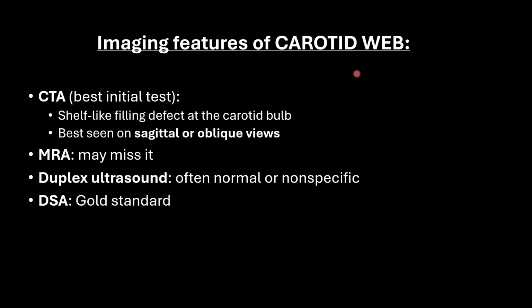What are the imaging findings we see in carotid web? It is a shelf-like filling defect at the carotid bulb, usually arising from the posterior wall, best seen in sagittal or oblique views. In the volume rendered and the 3D MIP images, it usually gets missed. In MR angiogram, we might not be able to pick it up.